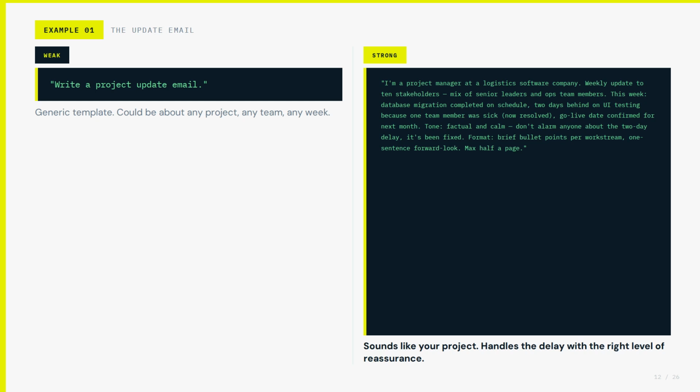Notice that the strong description covers all 6 elements. Role: project manager at logistics software company. Audience: 10 stakeholders, mix of seniority. Context: what happened this week, including the delay. Outcome: factual update, don't cause alarm. Tone: calm and factual. Constraints: bullet points, maximum half a page.